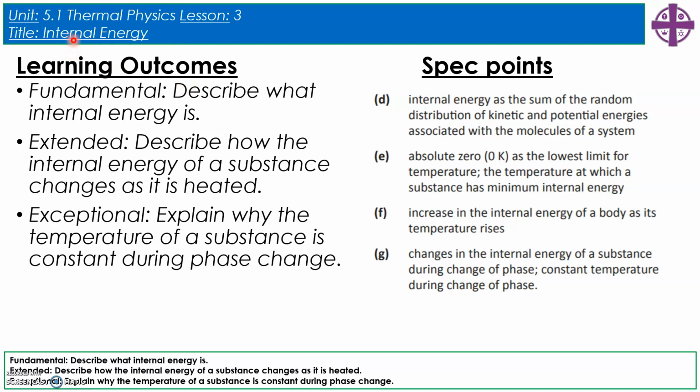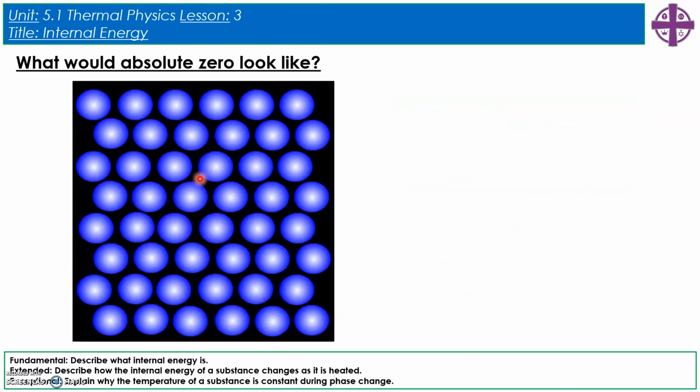This is the internal energy lesson, lesson 3 in a thermal physics topic. Today, these are the learning outcomes you should be able to do at the end of the lesson once you do the quiz. So first of all, what would absolute zero look like?